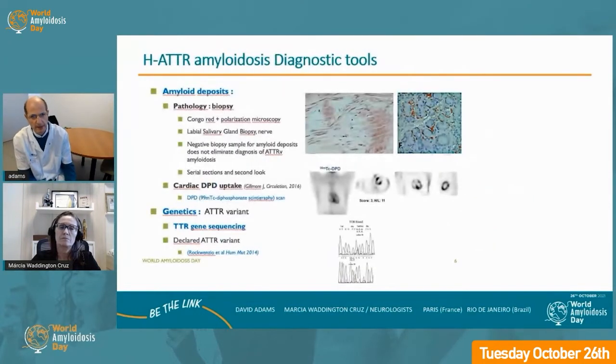The two diagnostic tools: you need genetic testing to see if you have one pathogenic mutation. Also, you have to find amyloid deposits with biopsy, and we try to develop mini-invasive biopsy in the skin or in the lip. To detect cardiac amyloidosis, you can use cardiac DPD uptake. As you can see on the bone scintigraphy, you can see deposits in the heart, and you detect amyloid deposits in the heart without any biopsy.